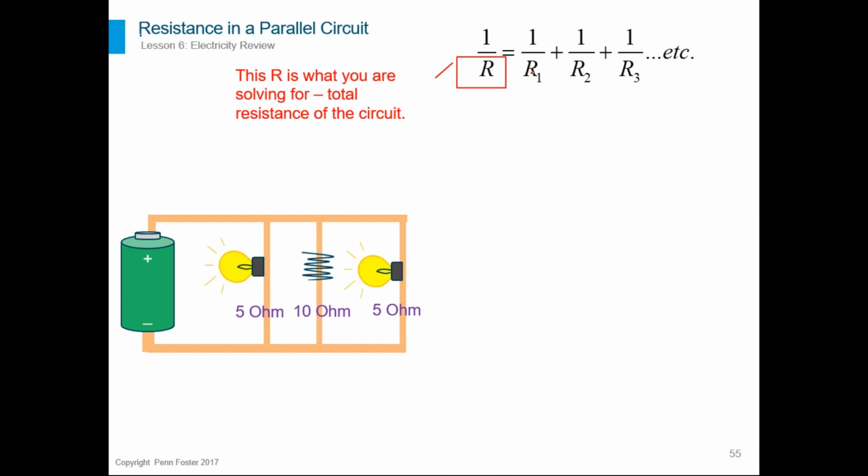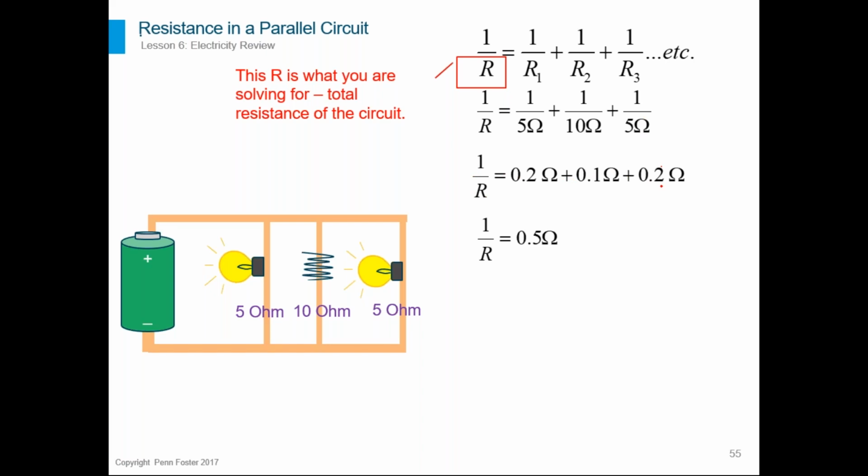And we're going to add 1 over the resistance of the light bulb, 1 over the resistance of the squiggly resistor, and then 1 over the resistance of the other light bulb. So we have 1 over 5, 1 over 10, 1 over 5. And then I like to just turn those into decimals to make life easier. If you're good at adding fractions, you can do that, but I just took 1 over 5 and got 0.2, 1 divided by 10 and got 0.1, and 1 divided by 5 and got 0.2. So now our formula is 1 over the total resistance is equal to 0.2 plus 0.1 plus 0.2. So we add those together, 1 over total resistance is 0.5.